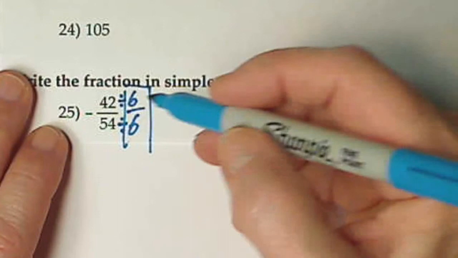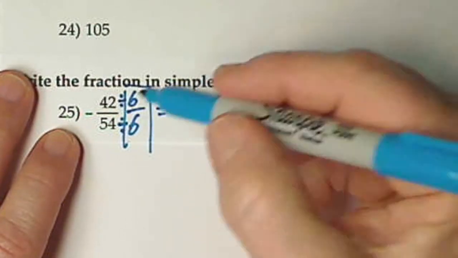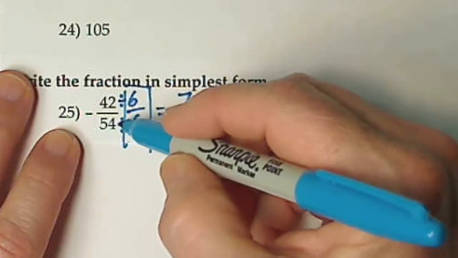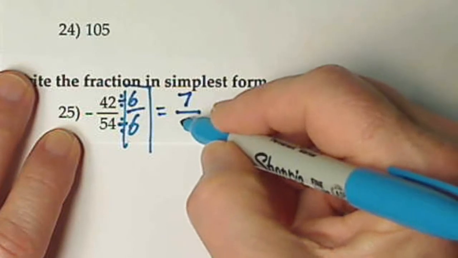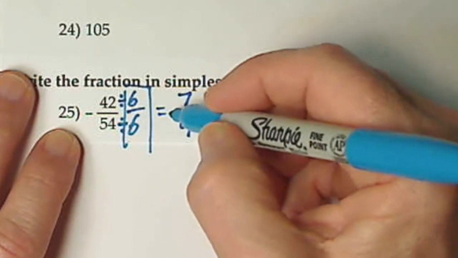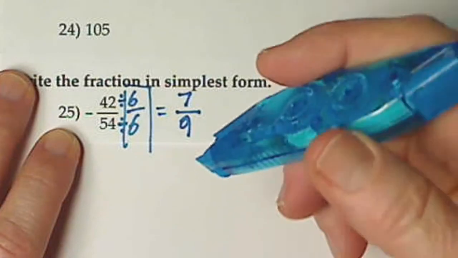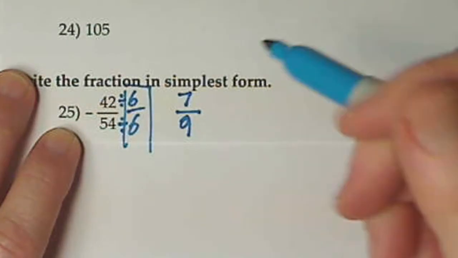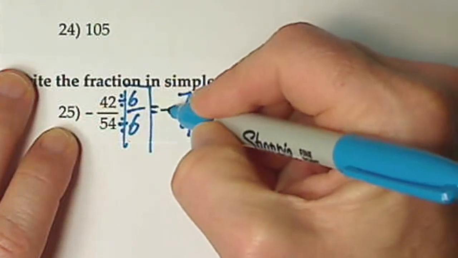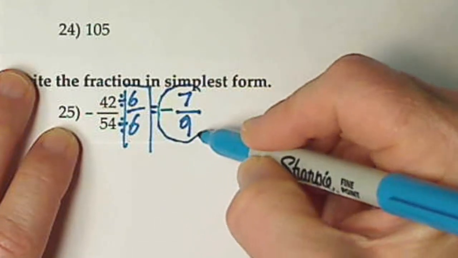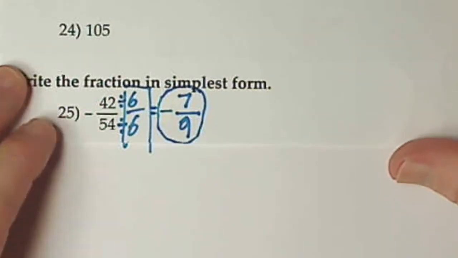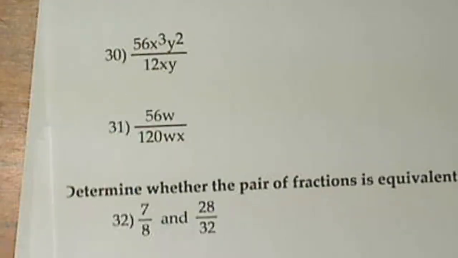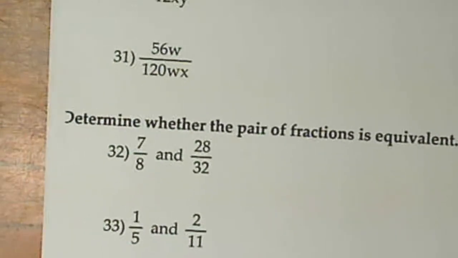Okay? So this is negative. 42 divided by 6 is 7. 54 divided by 6 is 9. And I lost my negative sign. Well, I have a quick remedy for that. Equals negative 7/9. Okay. So that takes care of 25. And let's see, the next one up is, we'll look at number 27.